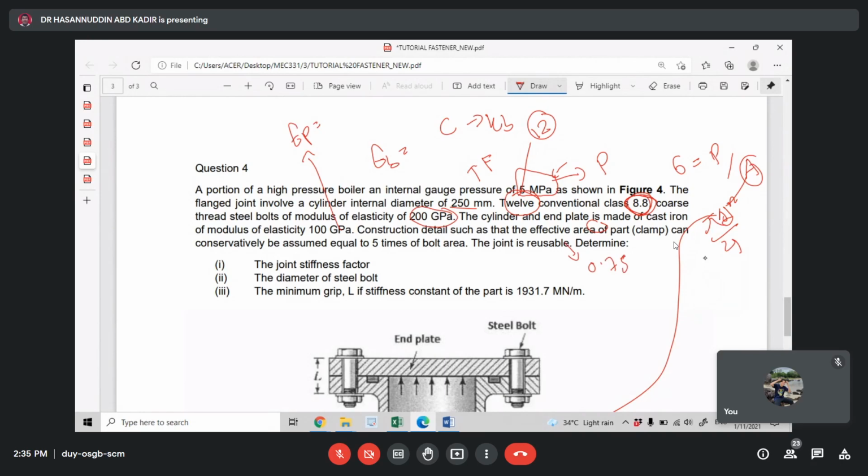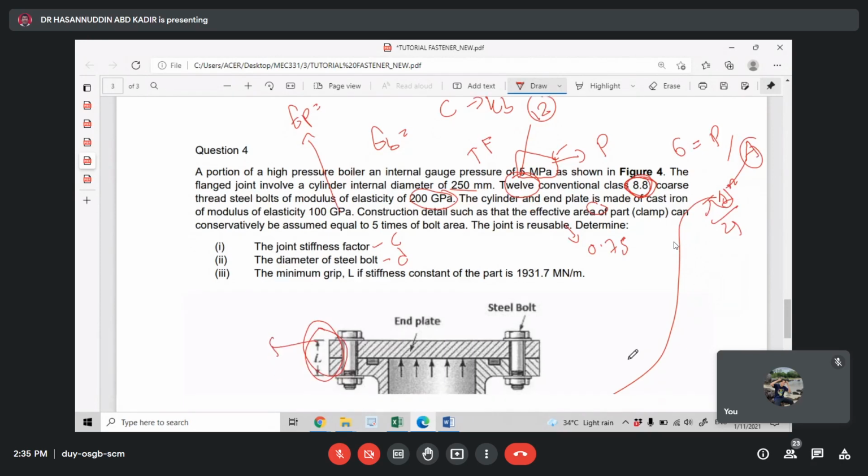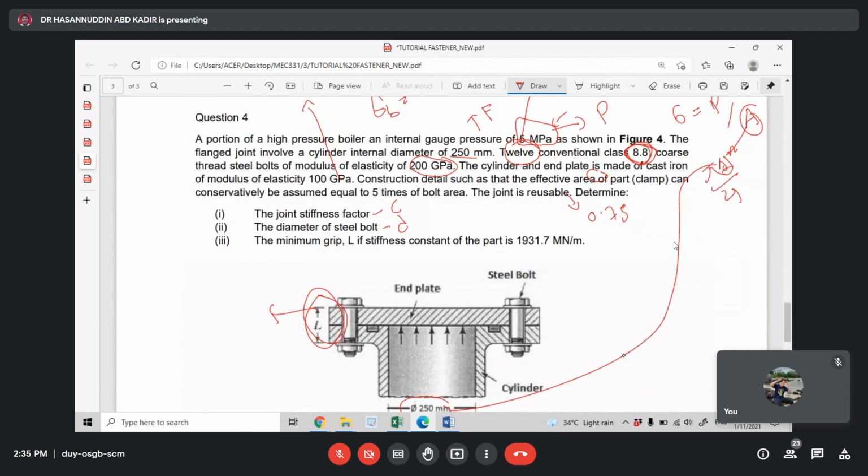Determine the joint stiffness factor C, diameter of the steel bolt, okay, dia punya D dia, diameter of the steel bolt. Lepas tu minimum grip L, length ni. So length ni kamu boleh dapat kalau ikutkan on the formula on the term of the KB or the KP punya formula from the C lah. Okay, the length here ada yang dalam dapat daripada situ.